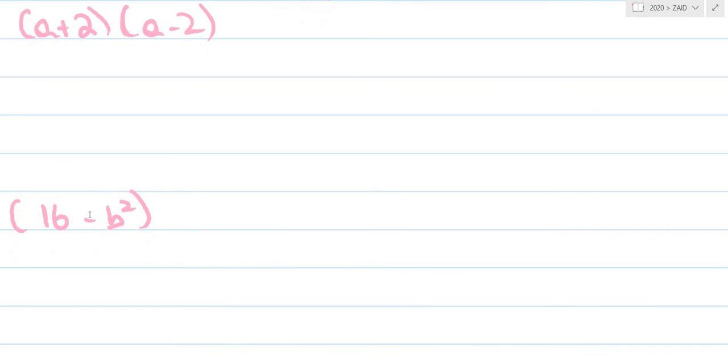Moving on to the second question. In this case the question is 16 minus b square. The square root of 16 is 4, therefore 4 minus b and the square root of 16 is 4 plus the square root of b square, b. So (4 minus b)(4 plus b). This is how you have factorized. That's all.